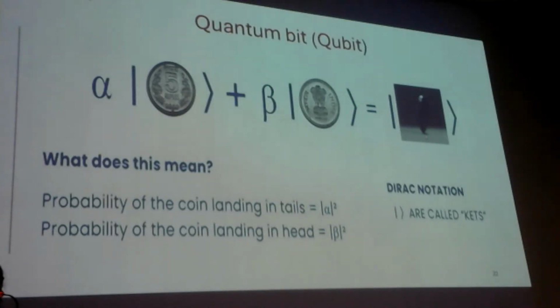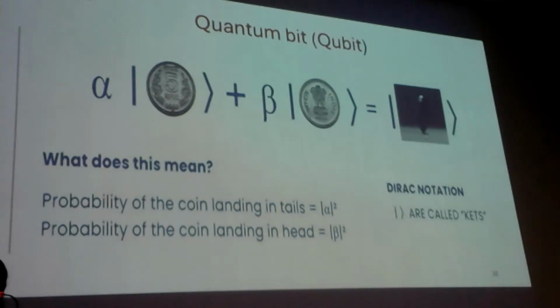Now, I think you can get a better idea looking at this. We're combining the Dirac notation, D-I-R-A-C, the Schrodinger wave equation, with the help of quantum. So you can see here this alpha, the probability of it being in heads, and the probability of it being tails, it is the superposition of it.